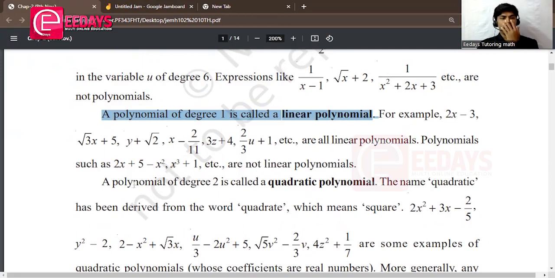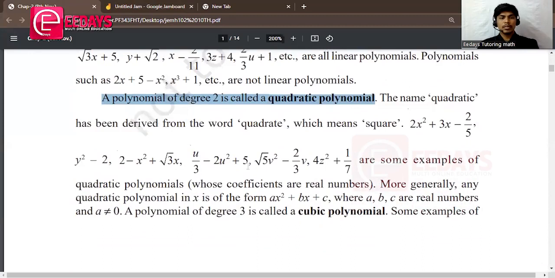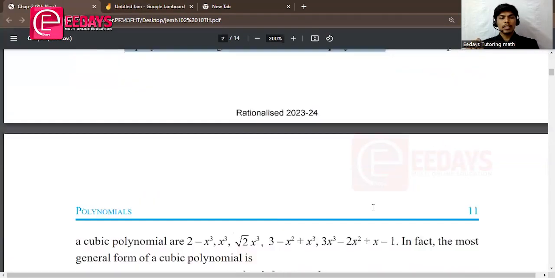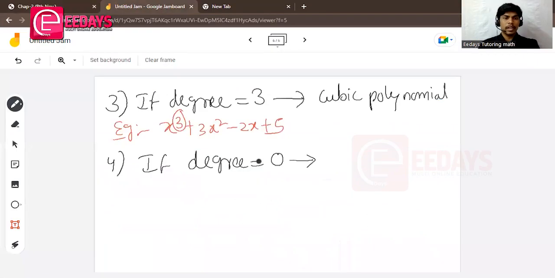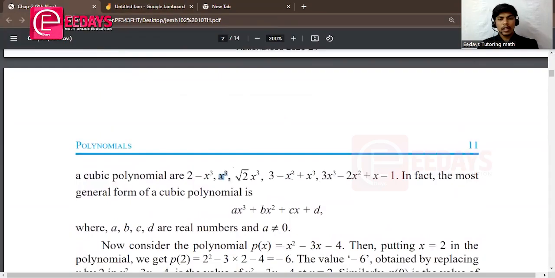If the degree of a polynomial is 2, we call it a quadratic polynomial. If you observe carefully, they have given all the examples. And for a cubic polynomial, the degree is 3, so we call it a cubic polynomial. They already gave the example 2 minus x cube, and we can write only x cube here. Only x cube also has highest degree 3. And minus 3x square like this. A lot of examples they have given.